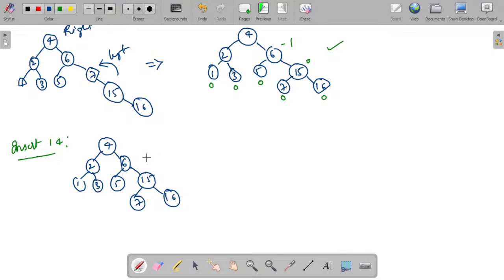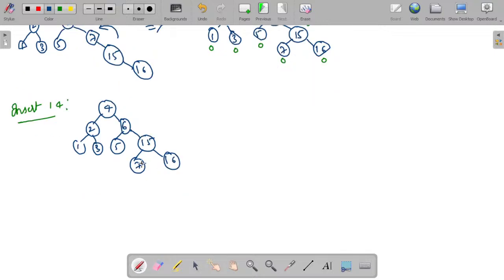Where will 14 go? To the left side of 15, but on the left side of 15 we already have 7, and 14 goes to the right side of 7. Now we will compute the balance factors. 0 for leaf nodes, and for this it is going to be minus 1. For this it is going to be 2 minus 1, which is plus 1, and for this it is 1 minus. So what is the balance factor for 6 now in the right subtree?